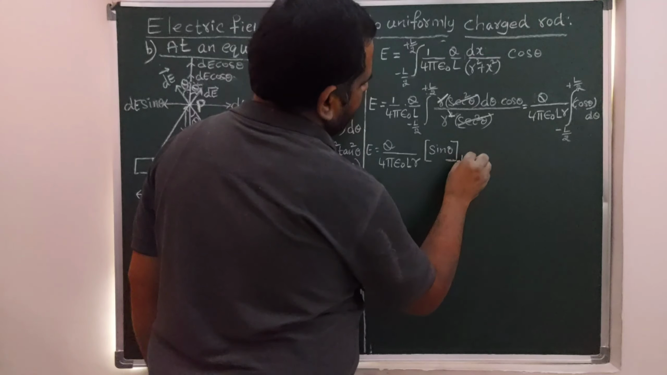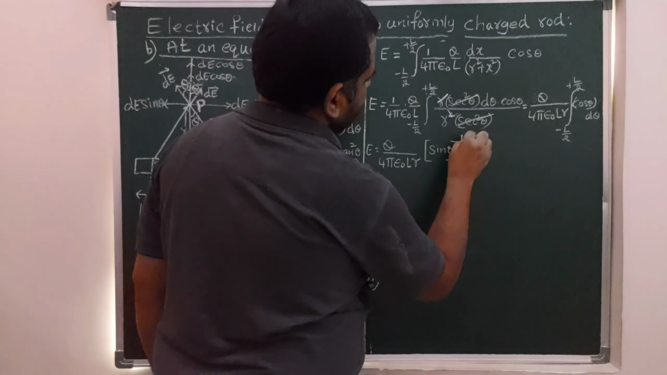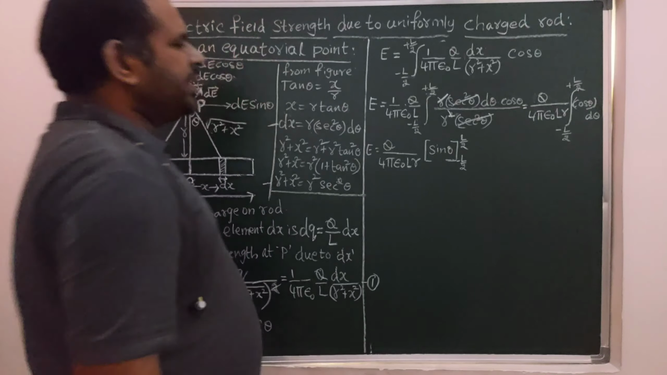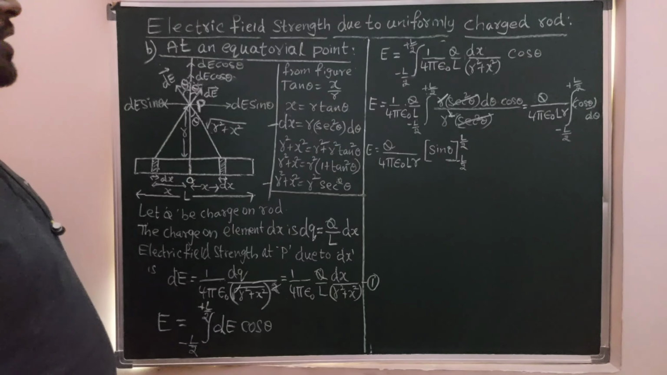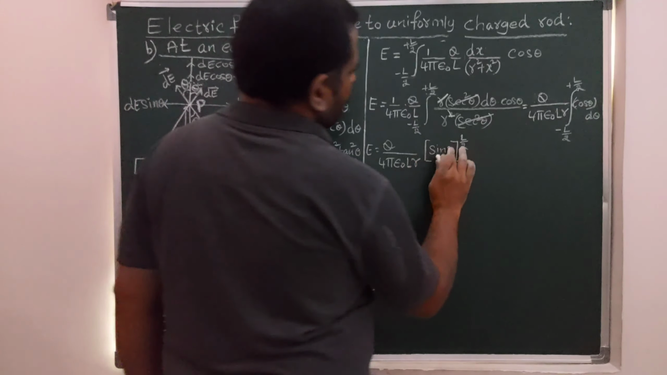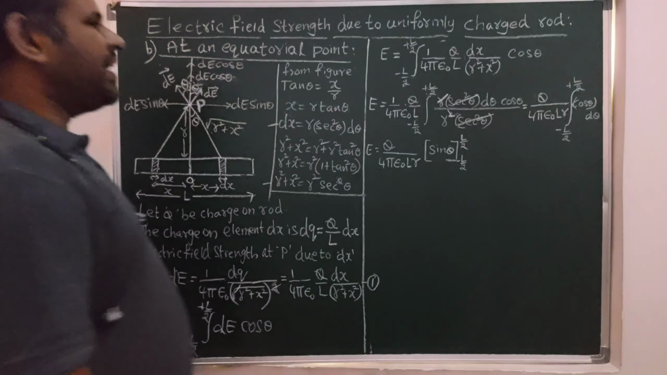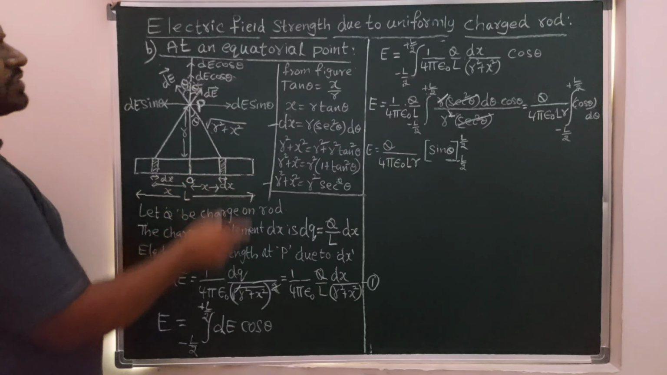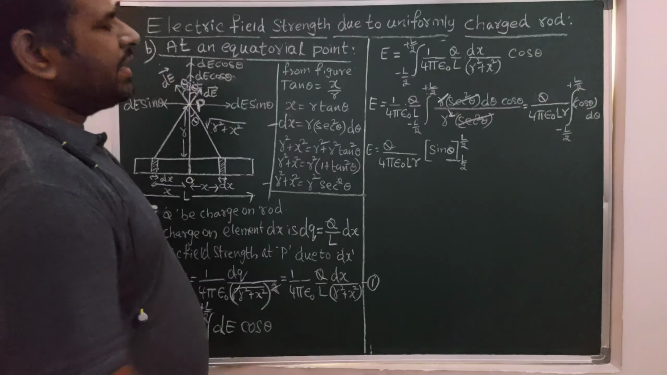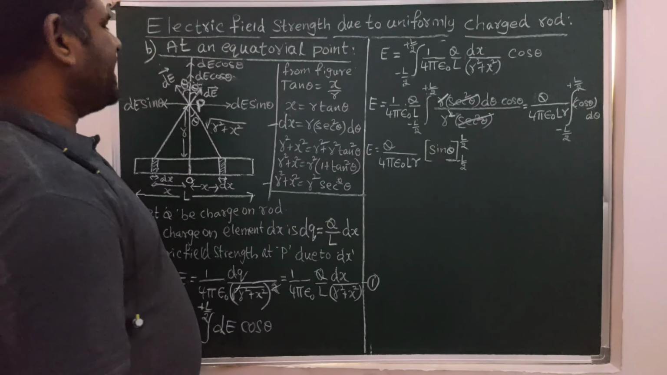So the limits are minus L by 2 to plus L by 2. But a theta is there. So how can we write that? We have to substitute the limits minus L by 2 to plus L by 2 at the x value. But in that equation, sin theta is there.